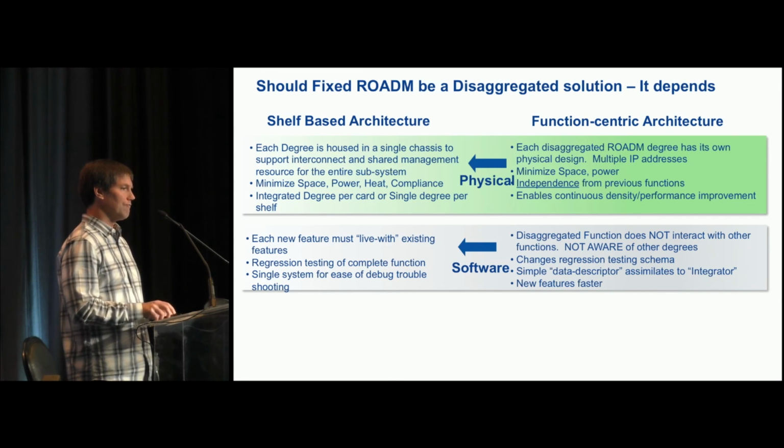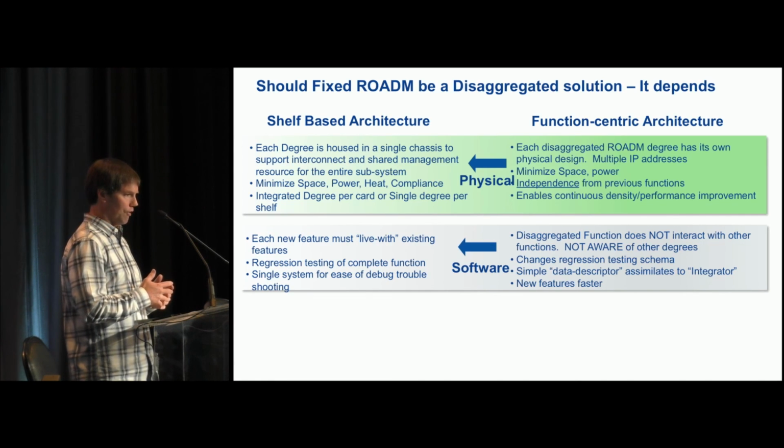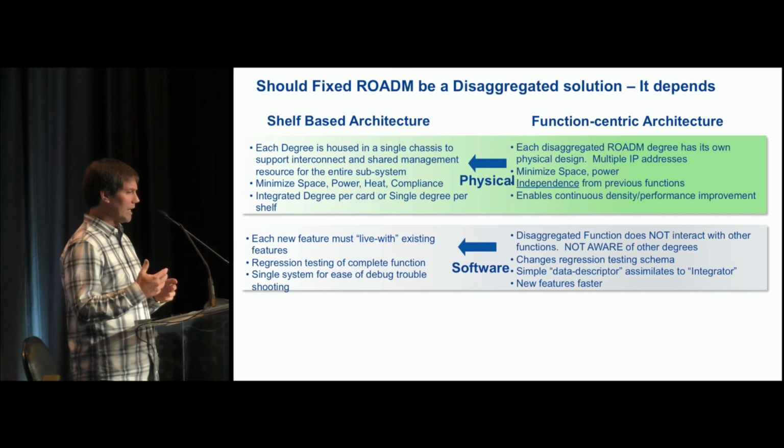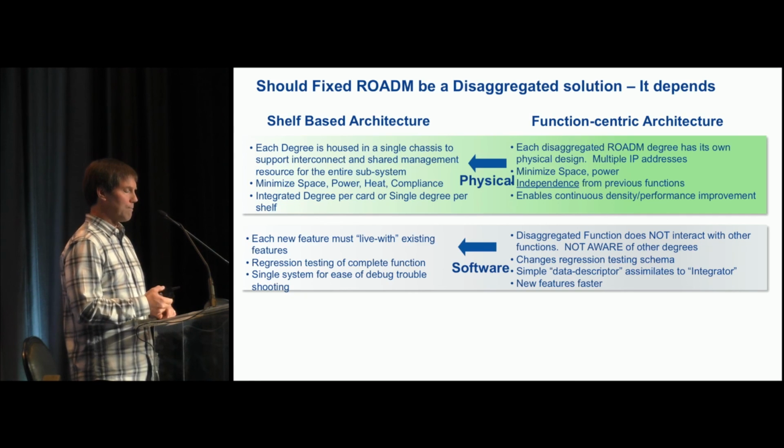From a software perspective, you still have an advantage, but it's a slight advantage in the function-based approach, because you don't have all the regression required in the case of a large multi-card shelf architecture. Since we're only talking about a single type of function, in this case a ROADM, the amount of regression testing is greatly reduced. So the advantage of a function-centric architecture versus a shelf architecture for dedicated ROADM still shows a little bit of value add over single shelf, multi-card, versus multi-shelf, single function per card, and all the IP addresses associated with that.